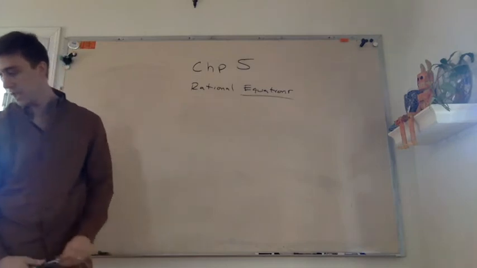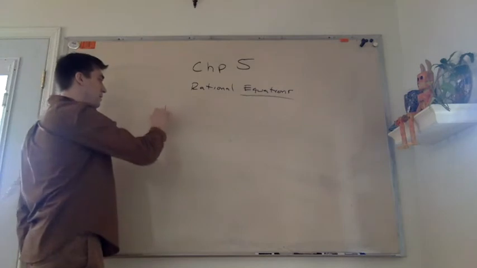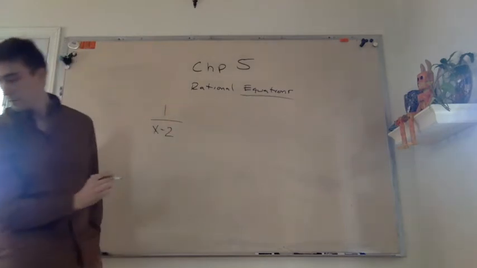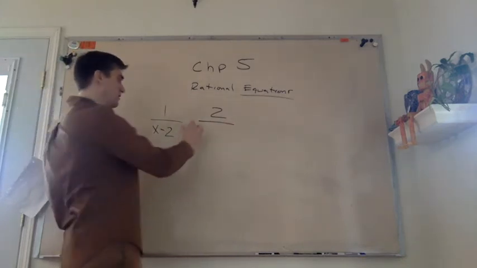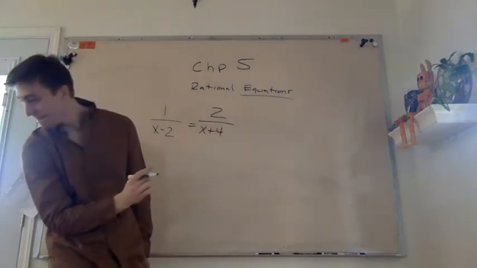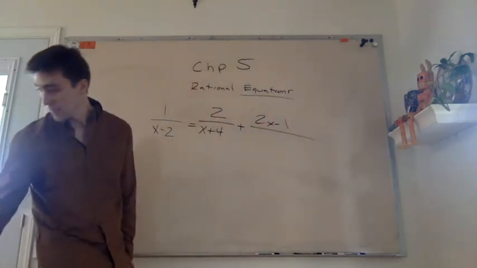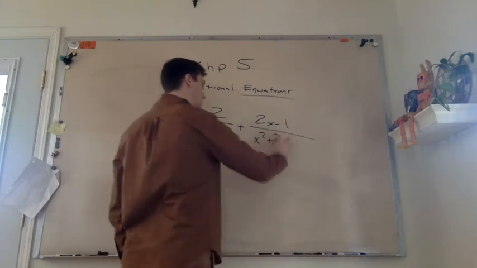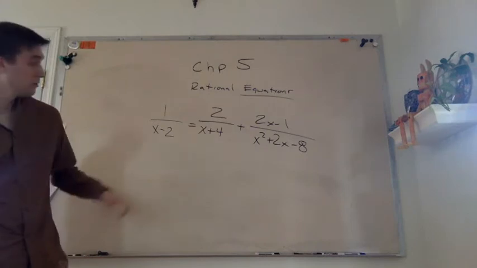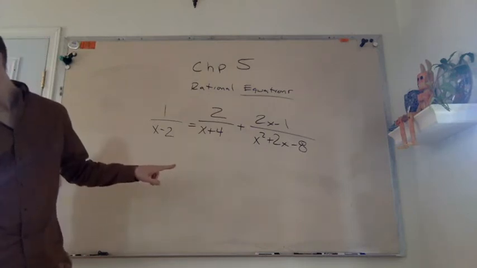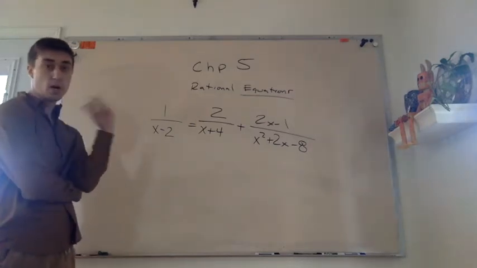So here, let me toss one at you. Put this: 1 over x minus 2 equals 2 divided by x plus 4 plus 2x minus 1 divided by x squared plus 2x minus 8. Great. So there you go.